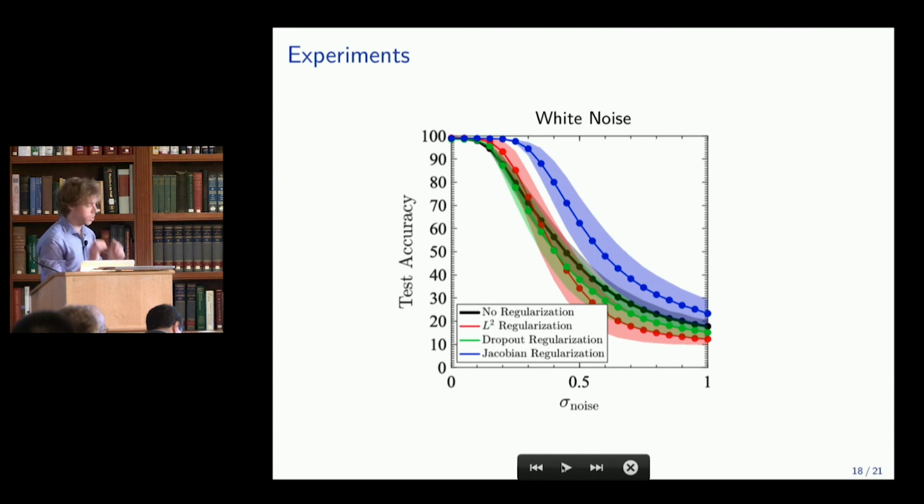And so just to show two quick experiments, the first is on white noise. We compare no regularization in black, L2 regularization in red, dropout regularization in green, and Jacobian regularization. We see that Jacobian regularization substantially confers robustness on the model, especially as we increase the magnitude of the white noise vector that we're adding. And I think we average over 5 different iterations. That's what the shaded part of the plot is.